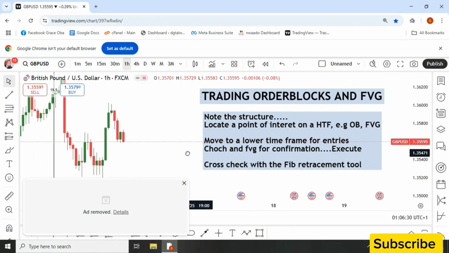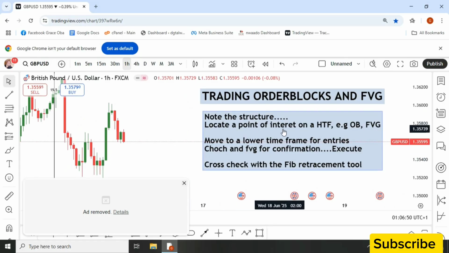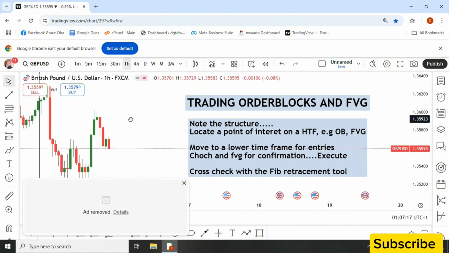The first thing we want to do is to note the structure. So let's look for bearish movement. Let's start with bearish movement, then locate on the higher time frame the order block and fair value gap. I'll be using the 1-hour time frame. So for bearish movement, we're looking for 1-hour time frame order blocks and fair value gaps. So let's just do this first. Let's move to the chart.